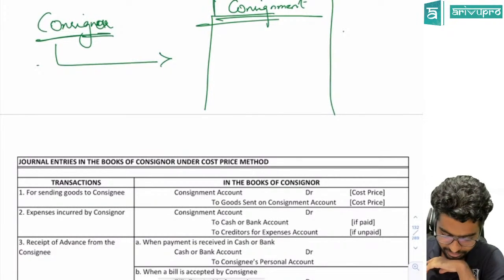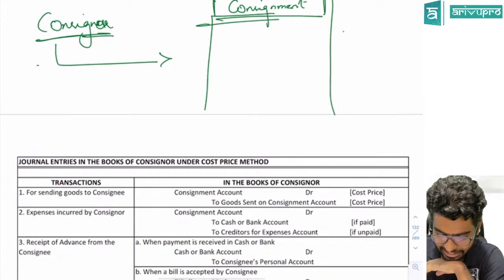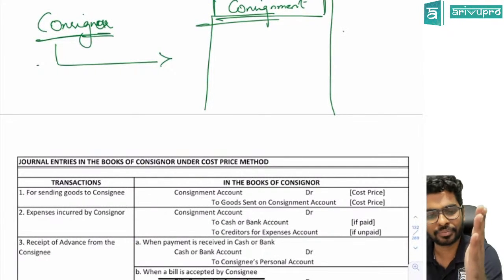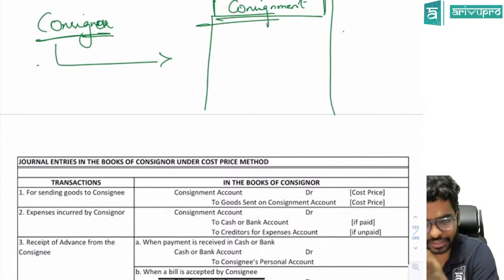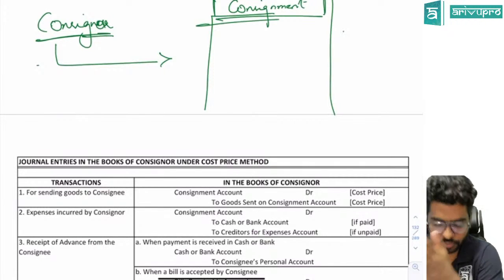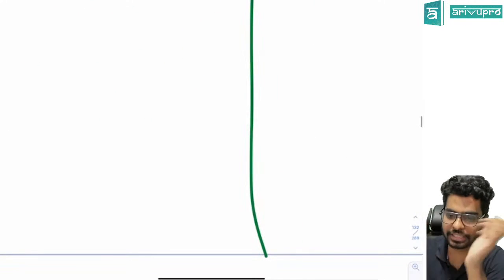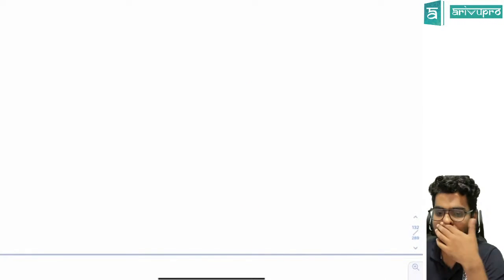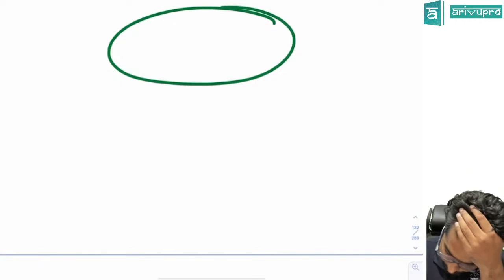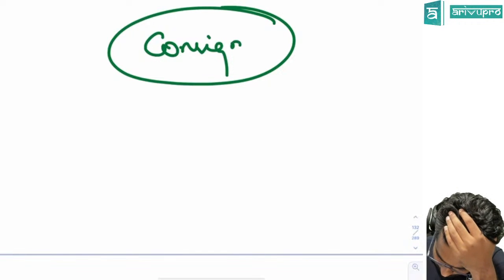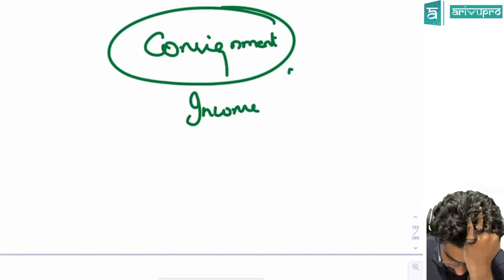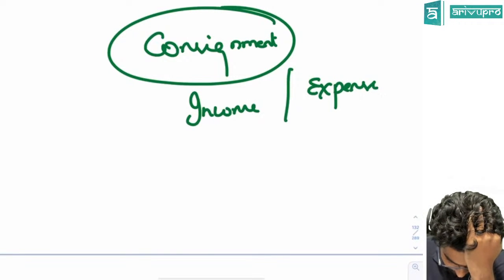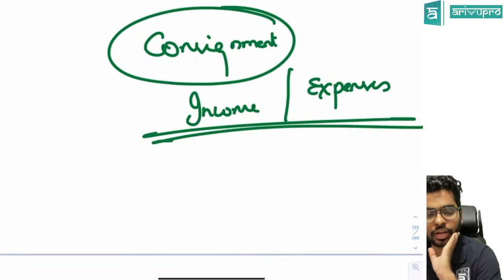Guys, I'm giving this consignment as a separate track. Whenever goods are sent on consignment, I know the consignee receives it. But for me, guys, please remember this. Whenever goods are sent on consignment, I'll keep a separate account called consignment account to track all the income and expenses. Are you clear?